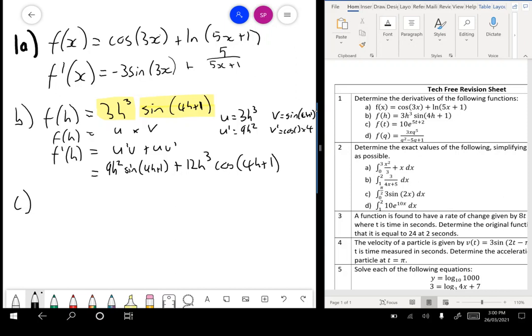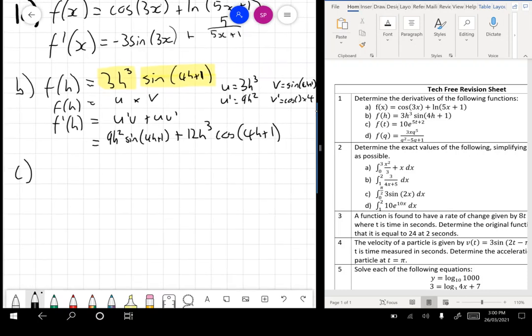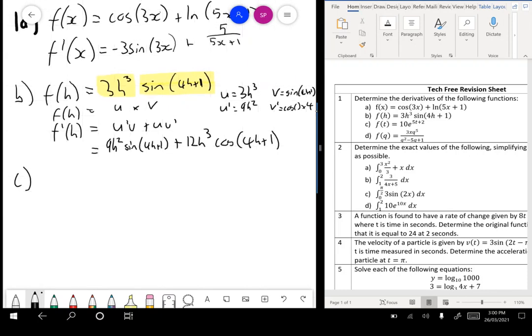There are things you could do to simplify that, but let's not worry about it because all I've asked for is a derivative. Okay, let's look at question C. The function of time, or I'm assuming time, t for time, is equal to 10e to the 5t plus 2.